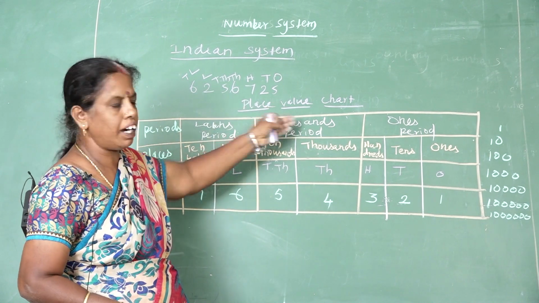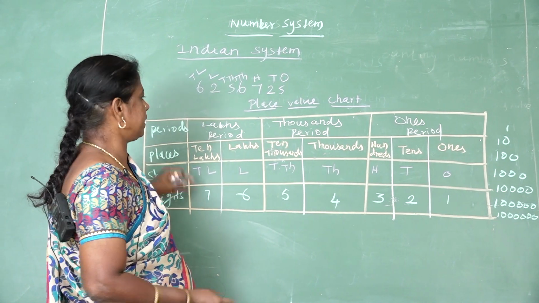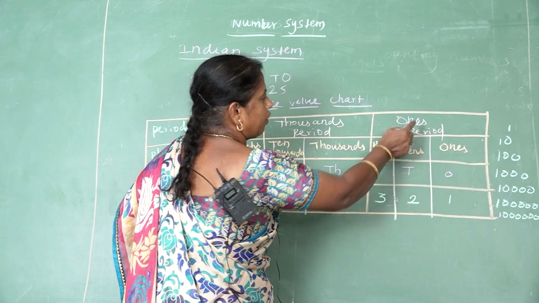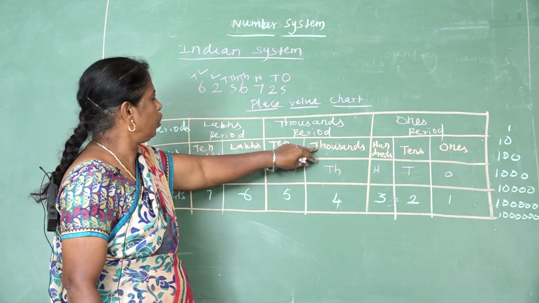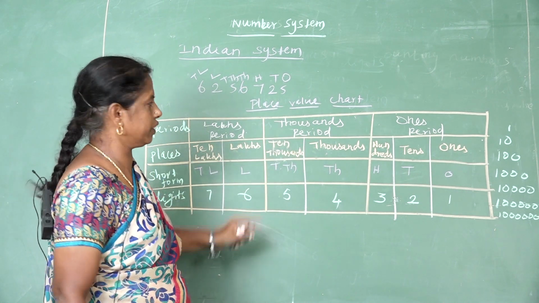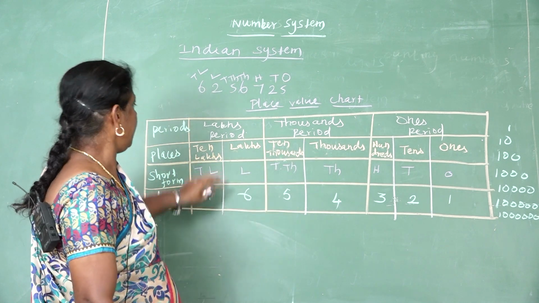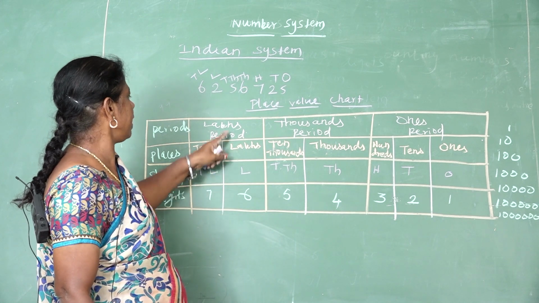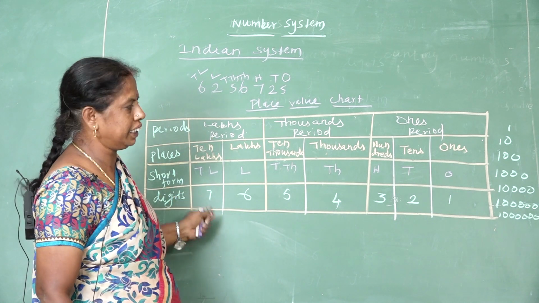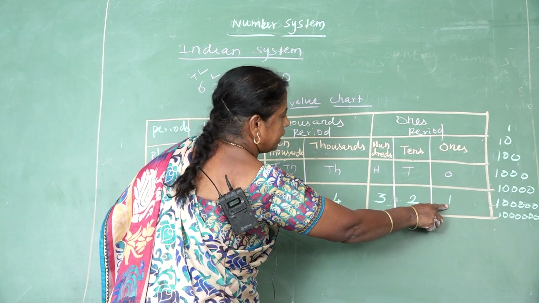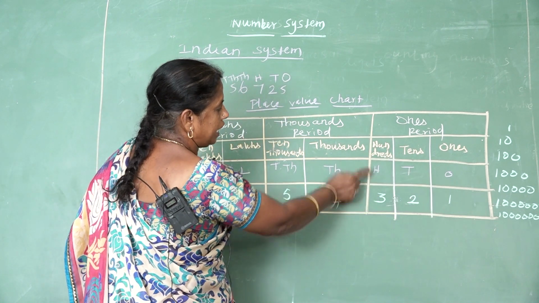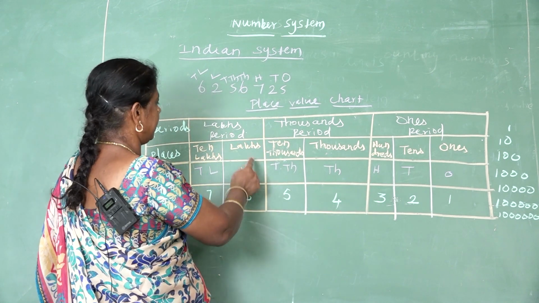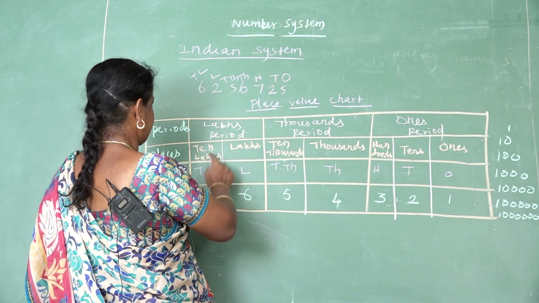See the place value chart for Indian system. Now the places ones, tens, hundred. So the 3 places make it 1's period. Next 2 digits make it 1000 period. What are they? 1000 and 10,000. Next 2 digits makes lakhs period. What are they? Lakhs and 10 lakhs makes lakhs period. See the digits. So, ones as 1 digit, tens as 2 digits, hundreds as 3 digits, thousands as 4 digits, 10,000 as 5 digits, lakhs as 6 digits, 10 lakhs as 7 digits.